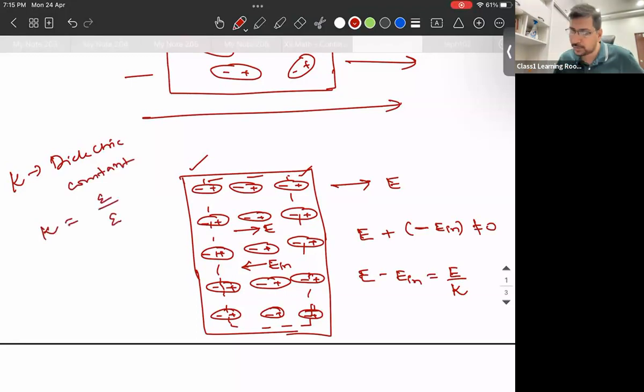dielectric constant, with value epsilon divided by epsilon naught. It is defined as the ratio of the permittivity of a medium to the permittivity of free space.